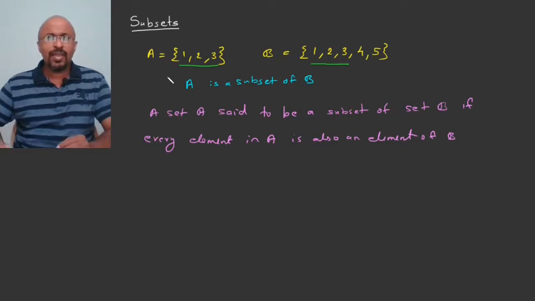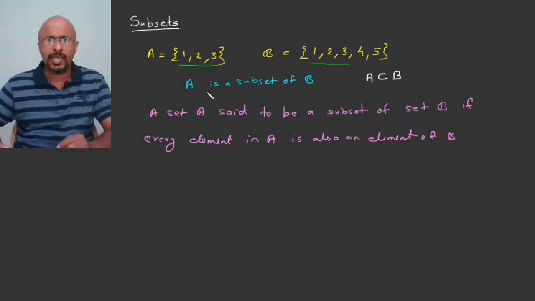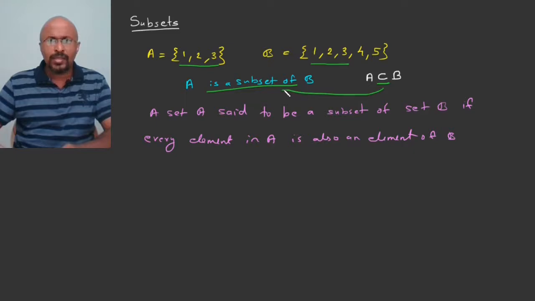In maths, we usually write A is a subset of B like this. Instead of writing the whole phrase "is a subset of", we use just this symbol. This symbol is used to represent the phrase "is a subset of". Also, instead of saying "is a subset of", we can also say "is contained in". So, we can read this as A is a subset of B or A is contained in B.